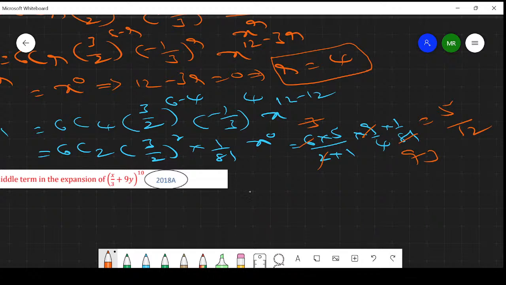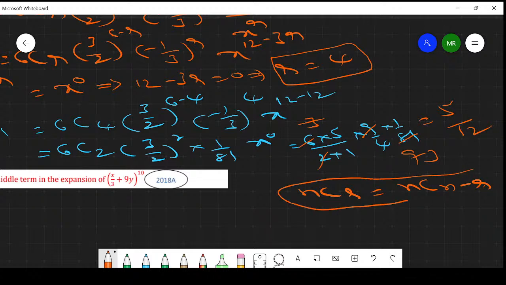Correct. Remember, people get doubts: sir, how did you get 6C4 to 6C2? With the formula I told you, nCr equal to nC(n−r). This I used there, so 6C4 equal to 6C2. When can I use this formula? To reduce the suffix. We have suffix 4, and 6 minus 4 is 2. Like that, to reduce that I have done that. Answer is 5 by 12.